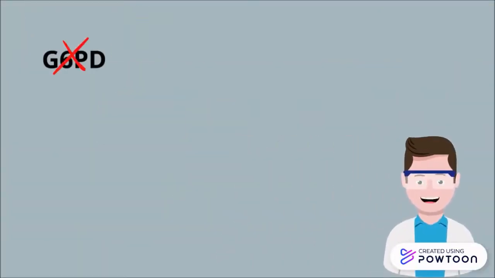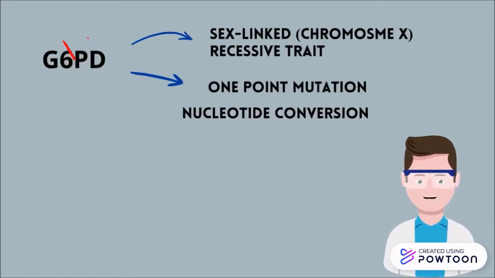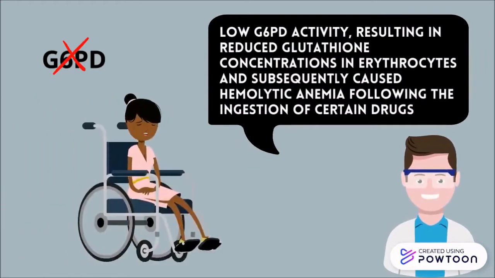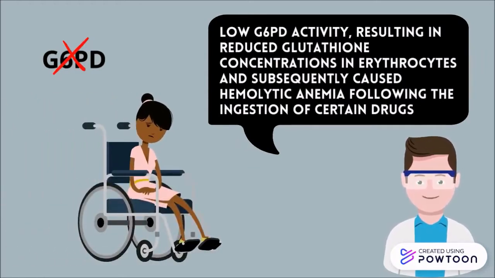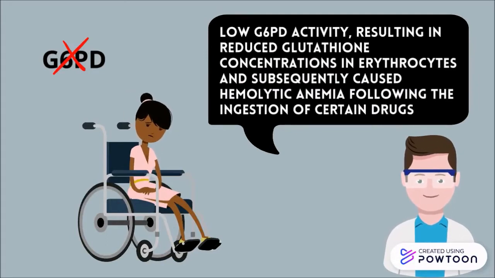G6PD deficiency is a sex-linked recessive trait, and it is caused by one point mutation where a nucleotide conversion from cytosine to guanine occurred. The low activity of it results in reduced glutathione concentration in erythrocytes and subsequently causes hemolytic anemia following the ingestion of certain drugs.